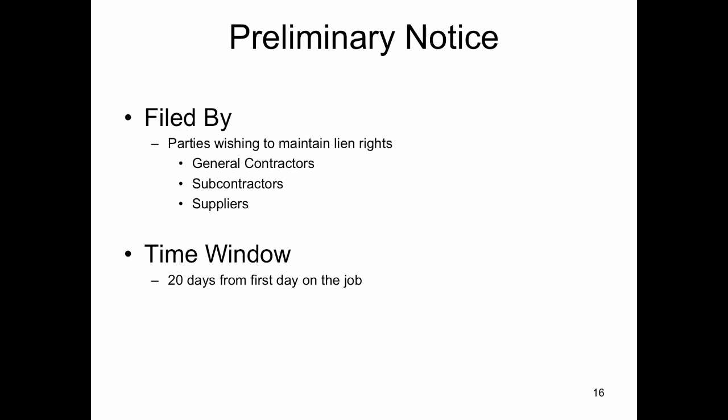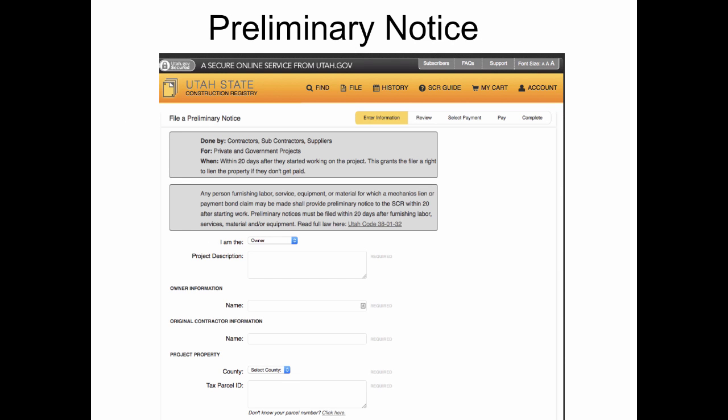A preliminary notice is filed by parties wishing to maintain lien rights, general contractors, subcontractors, and suppliers, and should be filed within 20 days of the first day on the job. This is an example of a preliminary notice form. You can always find the form requirements at the top of each page.